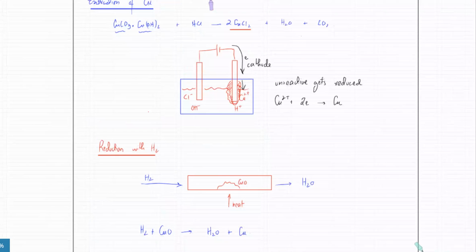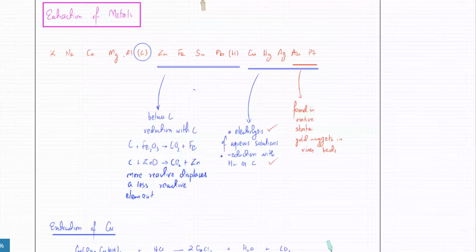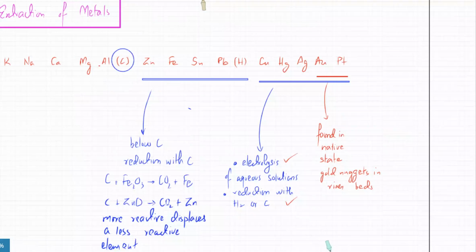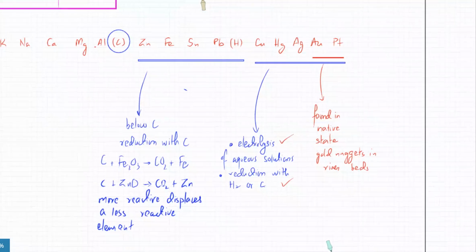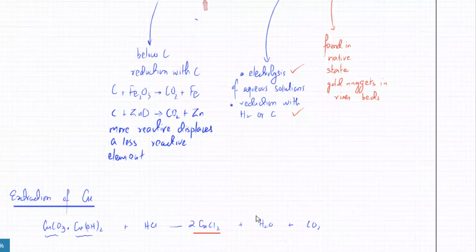So this is what we had covered so far. I told you, you have metals right at the bottom of the reactivity series, which are found in the native state. Even if they're not found in the native state, they might form compounds. You can make aqueous solutions out of them, and what you can do is then do electrolysis of those aqueous solutions.